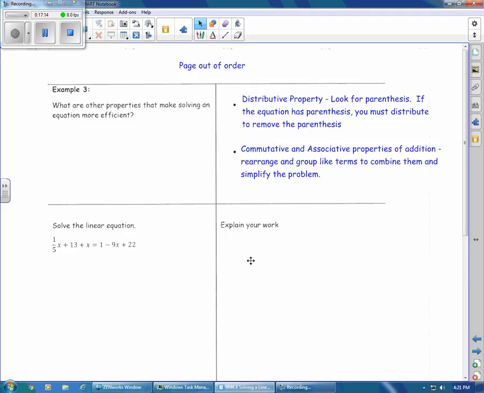This next one down below, I'm going to rewrite it over here on the right: 1/5 x plus 13 plus x, does that equal 1 minus 9x plus 22?